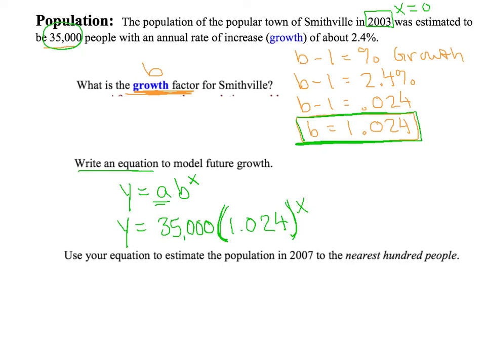Now the last thing we're going to do is use the equation that we just wrote to determine or predict the population in the year 2007. What we want to be really careful of here is that earlier we defined 2003 as x equals 0, or the beginning of time for this problem. So 2007 is 4 years later. So 2007 means that my x value is a 4. And I'm going to simply substitute that 4 into my equation.